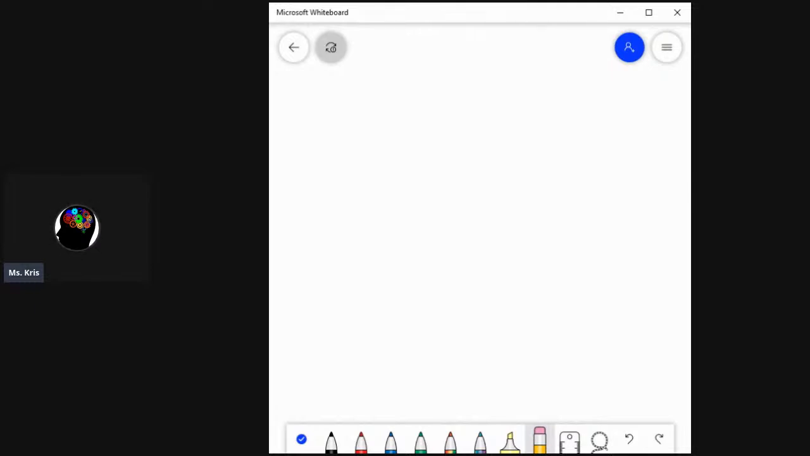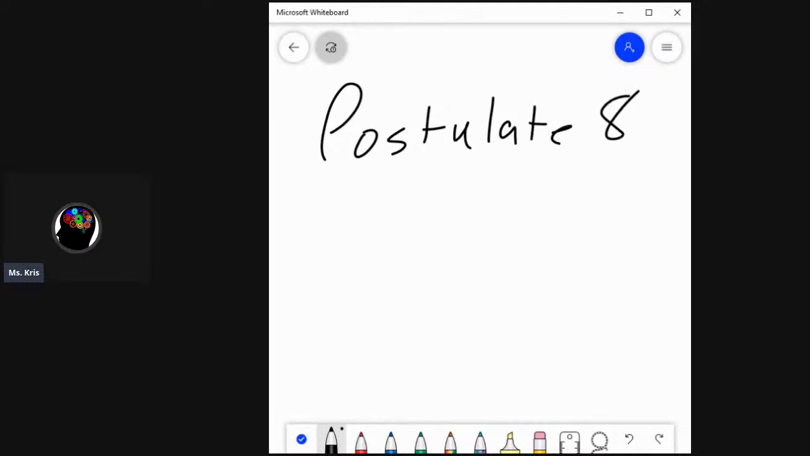Next, we have postulate 8, which of course we've already touched on and discussed, but nonetheless, postulate 8 is the protractor postulate, which simply means the measure of an angle is a unique positive number. The measurement of an angle is a unique positive number. Simply means it can never be negative.